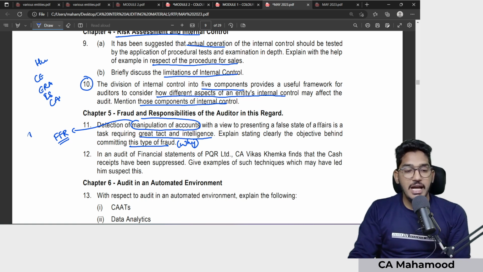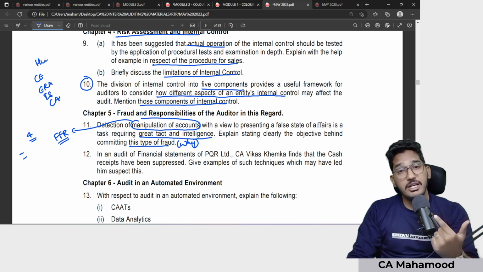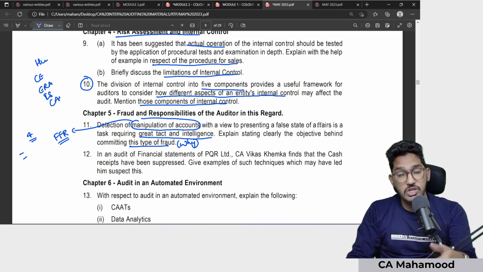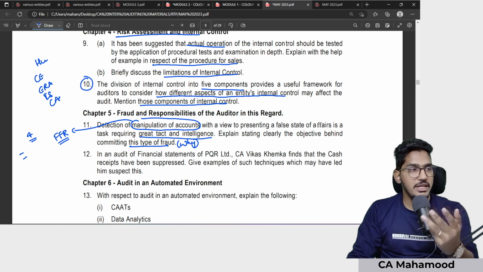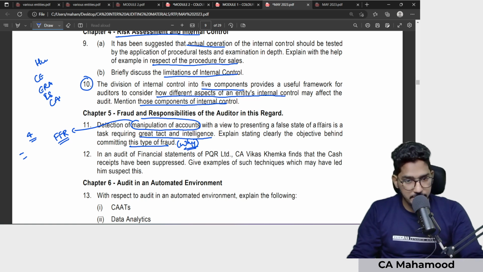In the material, they have given us 4 purposes. What are they? To avoid the incidence of taxation, to declare dividends when there are insufficient profits, to withhold the declaration of dividend when there are sufficient profits, or when the managerial remuneration is linked with the profits of the company. Those 4 points you have to write. So indirectly, they are asking why fraudulent financial reporting will be committed.